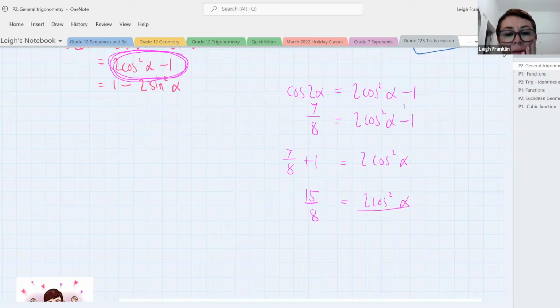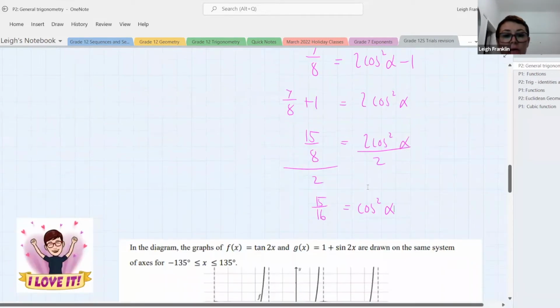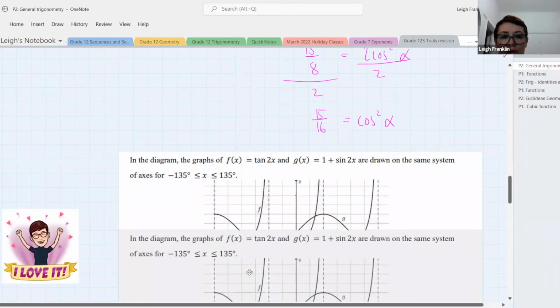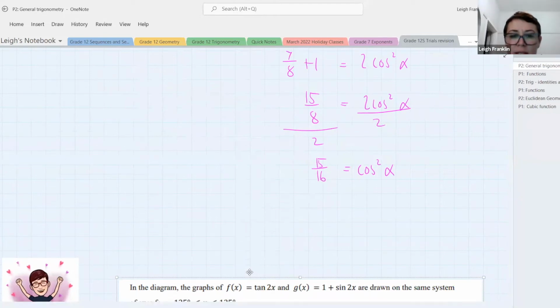And now we want to divide both sides by 2. So now we've got 15/8 divided by 2, which is going to leave us with 15/16. And that's equal to cos squared alpha. And now we've got to take the square root on both sides. Sorry, I really don't give myself enough room to write everything. Okay, so now we're going to take the square root.